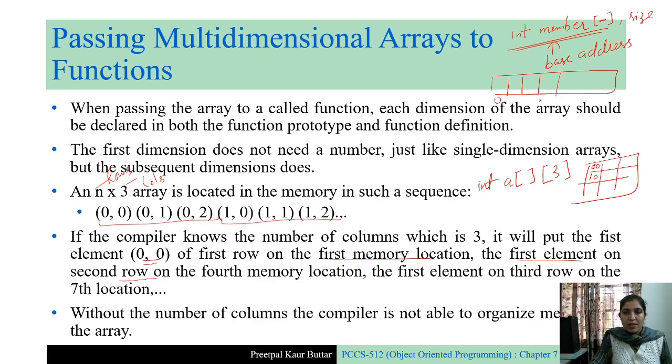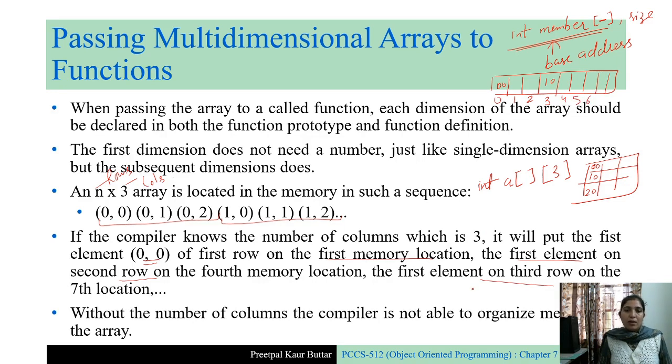Okay, so this is the first location. This means index 0, and index 1, index 2, index 3. At index 0, it will be 0,0. At index 3, it will be 1,0. And then 2,0, where will it be put? It will be put at the 7th location. The first element of the third row on the 7th location. Okay, so 3, 4, 5, at index 6.